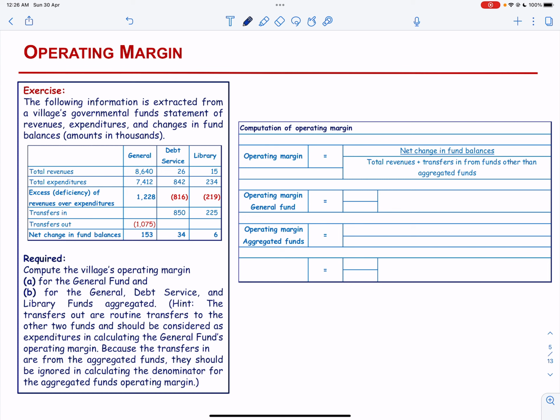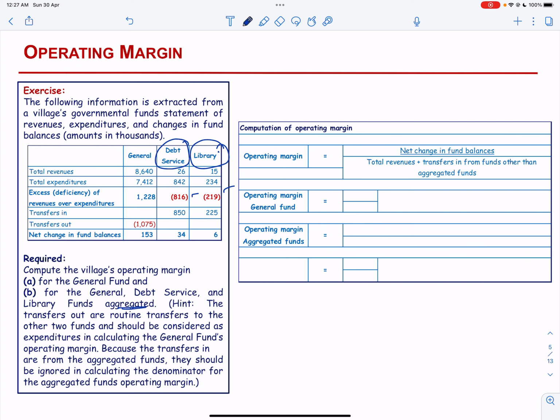You can see we have deficiency in the case of debt service and library. There is transfer in of 850 and 225, but these transfers in are in debt service and library. Then there is transfer out of 1075 for the general, and we have net changes in the fund balance. Compute the village operating margin for the general fund and for general, debt service and library fund aggregated.